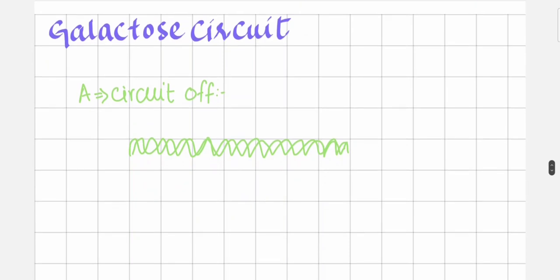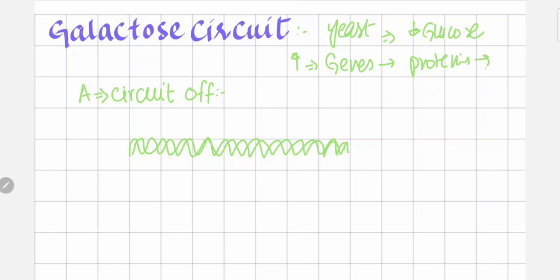Now we had the galactose circuit. This is basically an example of how coordinate regulation occurs. We're going to take the example of galactose circuits in yeast. In yeast, when there is less glucose, the cell increases the genes required for proteins that cause metabolism of galactose. That is the basic concept that you need to know before going into how this works. Now we need to see how these genes are activated to metabolize galactose.